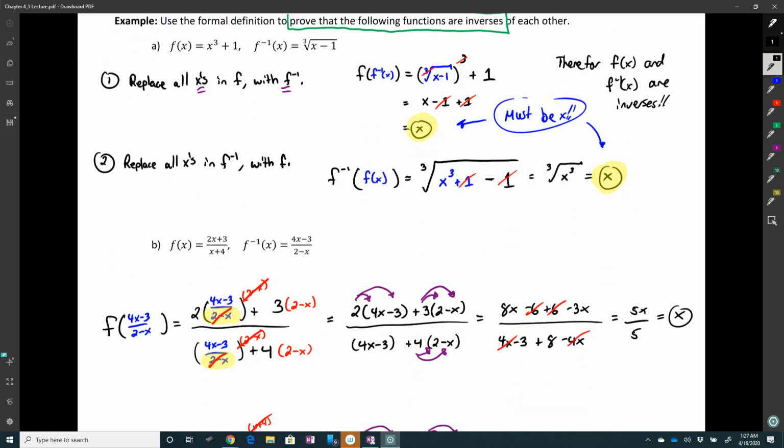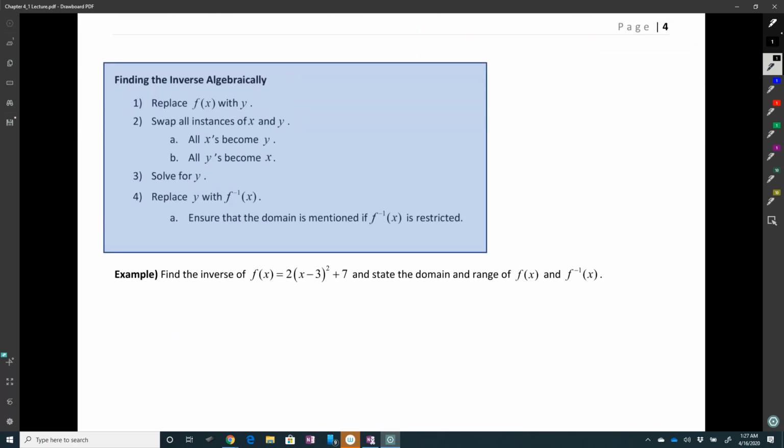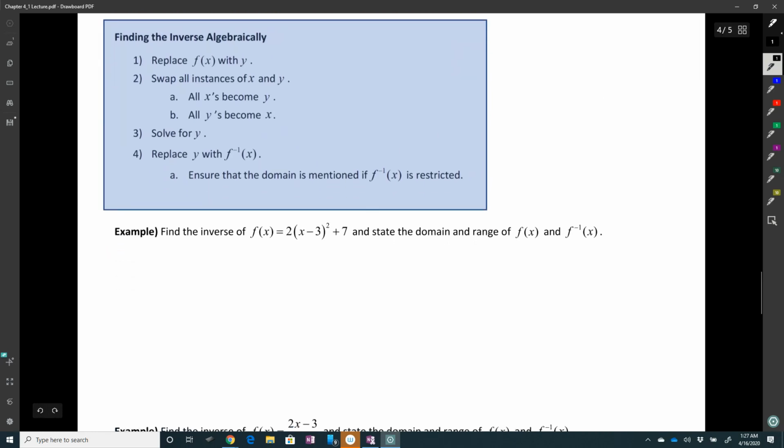Having to prove that they're inverses is okay. The part that you use mostly later in math is finding the inverses yourself. And this is what this next section is over. Okay? So what we're going to do is how to find an inverse.